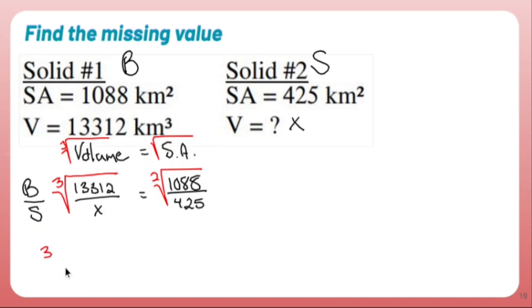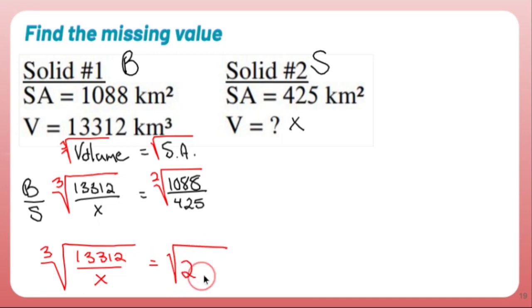So the left side doesn't change. I have a big cube root of 13312 over X, too much line. Okay. 1088 divided by 425 is 2.56.